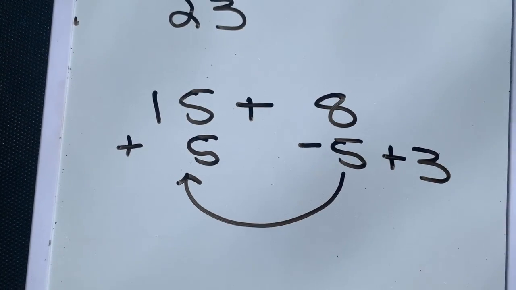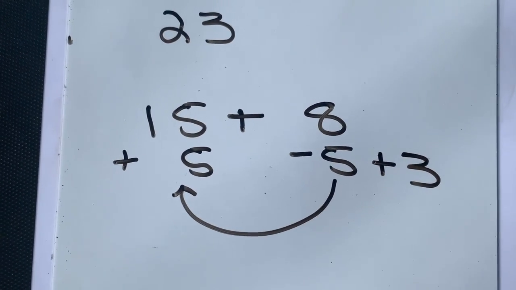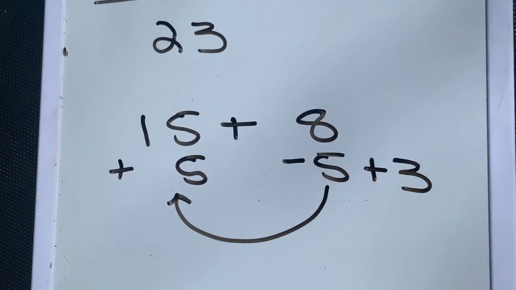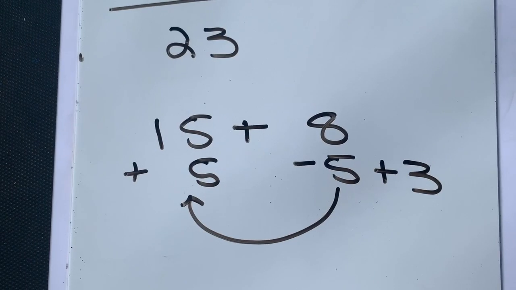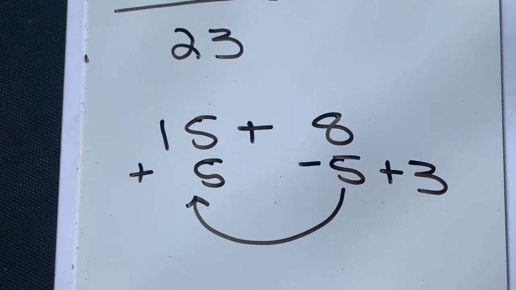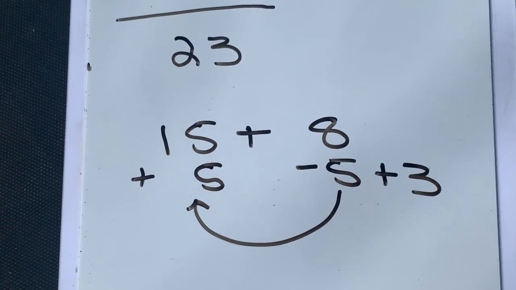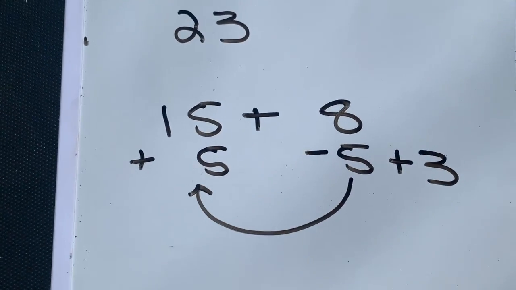The question that always gets students' minds thinking is asking them if they think adding 5 to 15 and taking 5 from 8 is going to change the answer to the problem. The answer is no, because if you add 5 and take away 5, the change is 0.